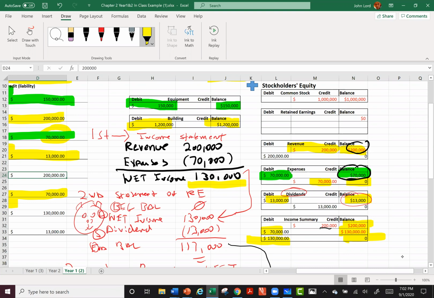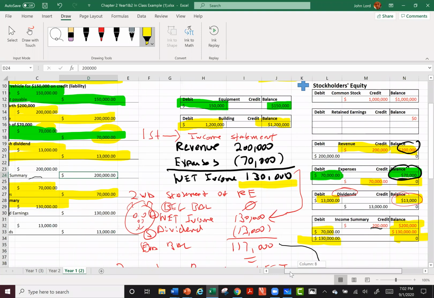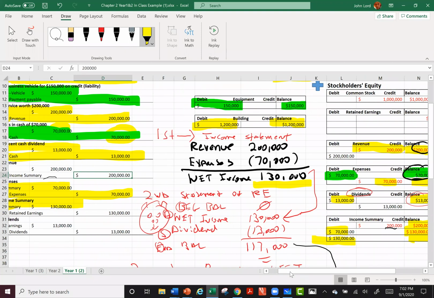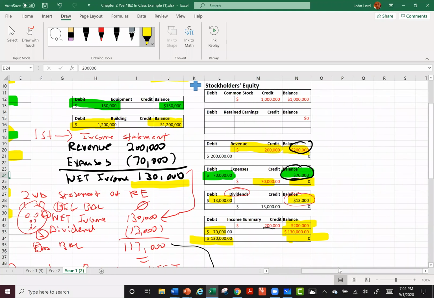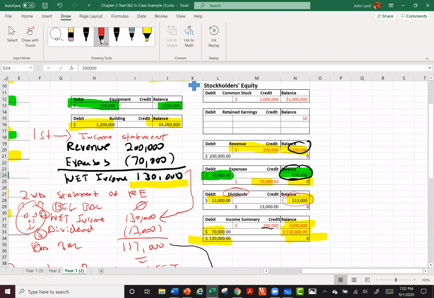So that's done. And I have to credit what? I credit retained earnings. When I credit my retained earnings over here for 130,000, to increase an equity account like retained earnings, you credit it. So that credit is going to increase my retained earnings. And so I'm going to write it in, credit retained earnings. I'm just posting that now.